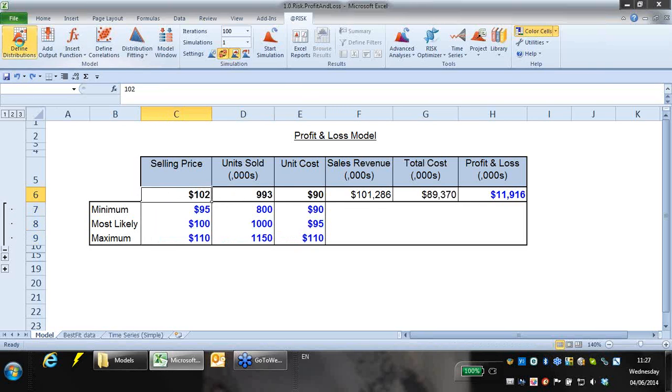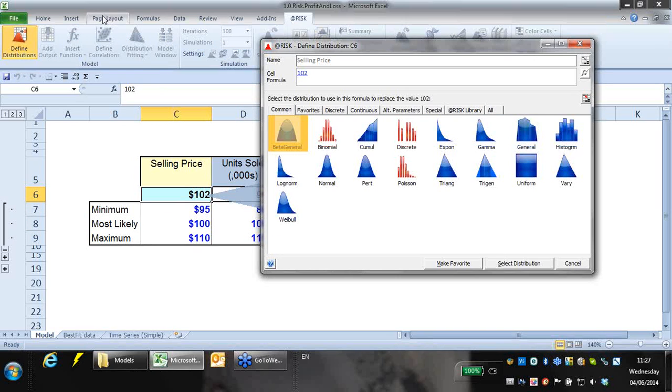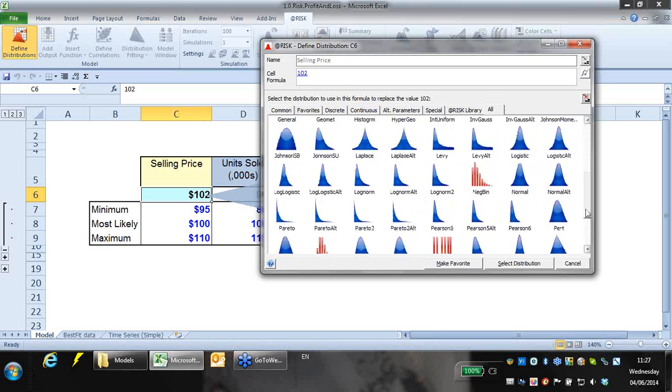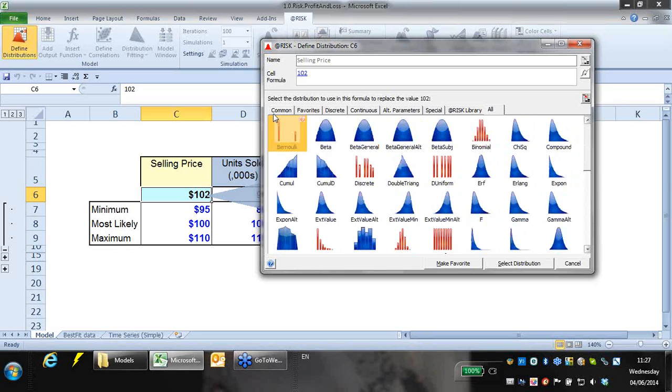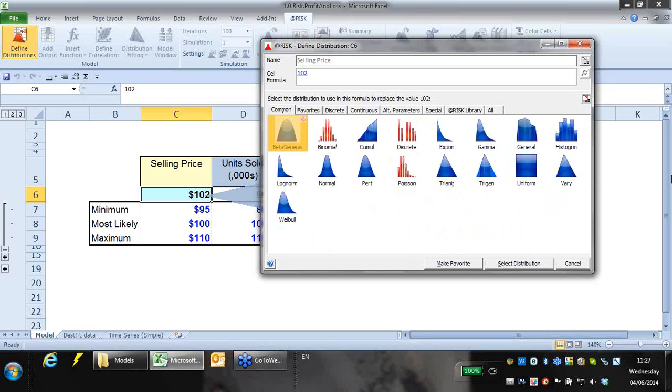If I click define distributions, this is a distribution for selling price. This is the first thing that I want to model some degree of uncertainty around. We have lots and lots of different types of distributions in @RISK, 70 or so, 74 maybe, I'm not quite sure of the exact number. I should really look it up one of these days. The different distributions behave in different ways, and picking the right distribution can sometimes be challenging, which is why we do training courses to help customers understand the differences between the main ones.